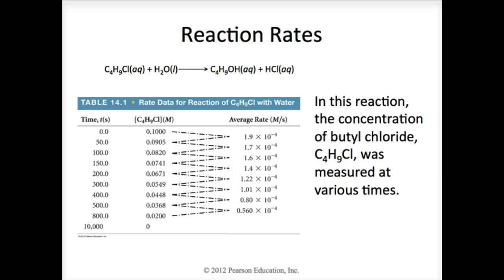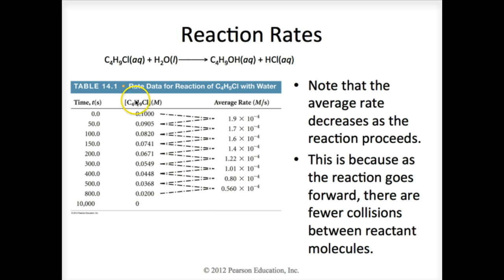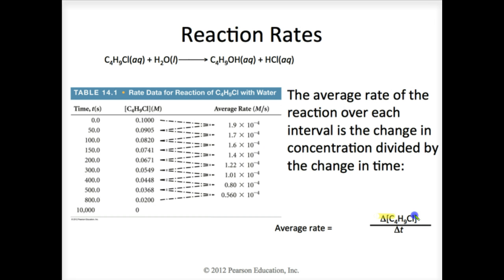Now, the book shows you this table in 14.1. A couple of things you want to notice as you look at this table is that we have our equation, and it's a single direction. Look at the change in concentration over time. This is primarily because as the concentration is changing, there are fewer collisions. I have fewer and fewer reactants to produce the products, so we see that decrease in the concentration over time. And it's that change in concentration over time that gives us what we know as our reaction rate.